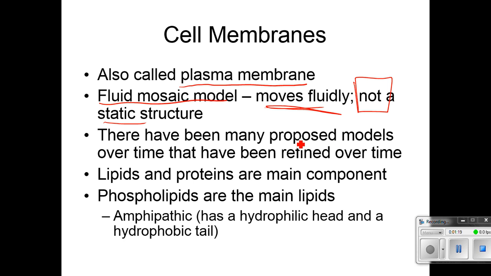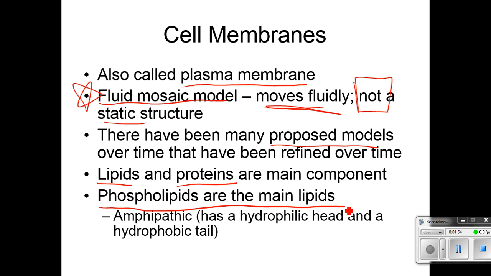There have been many proposed models over time of the cell membrane, and the most current is the fluid mosaic model, because we've learned more and more over time about how that cell membrane is structurally put together and how it works to do its job. We're not concerned too much about the history of models that have been proposed in the past. However, your textbook does have some information about that if you're interested in that history.